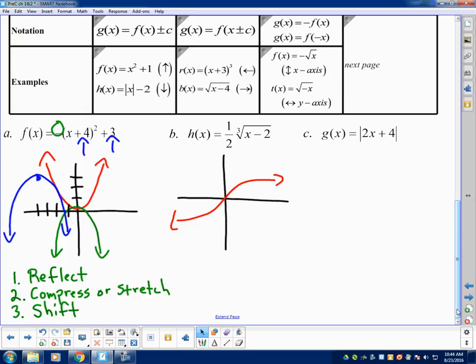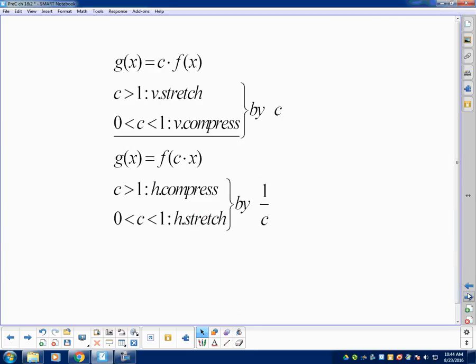So let's go to compress or stretch. If we go to this page, it says, okay, if the value c is out in front of the function, which is what we have, and c is between 0 and 1, which is what we have here, 1/2 is between 0 and 1. So you put a 1/2 in here. Then we have a vertical compression by c. So vertical compression by c. So that means we have a vertical compression by 1/2.